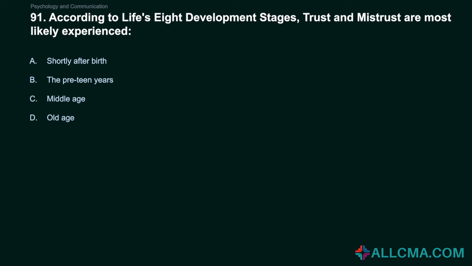91. According to life's 8 development stages, trust and mistrust are most likely experienced: A. Shortly after birth. B. The pre-teen years. C. Middle age. D. Old age. Correct answer: A. Shortly after birth.